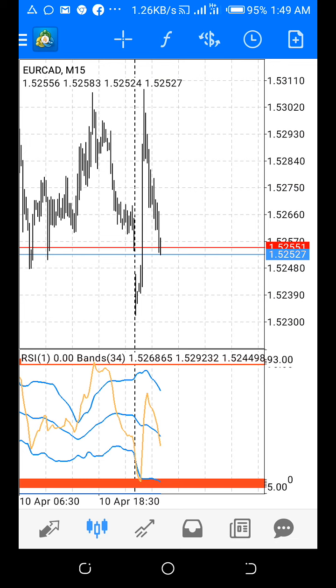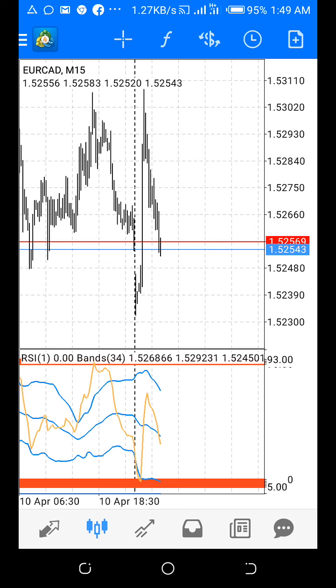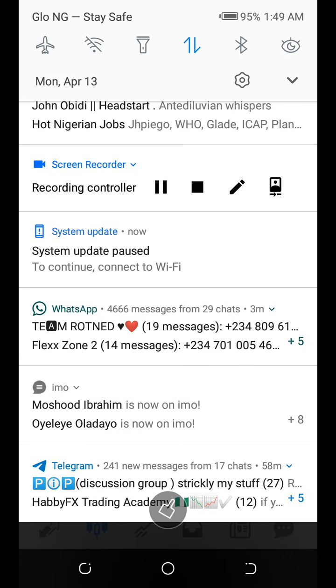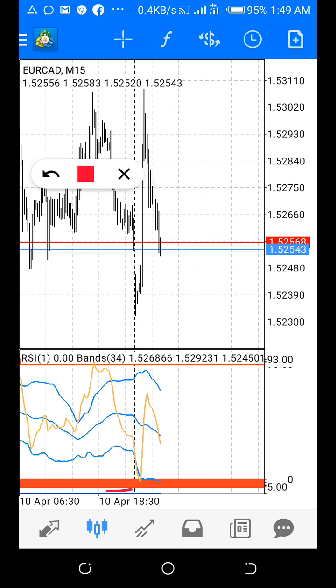What we are mainly concerned with is the moving average. Like this orange color is my moving average. Whenever your moving average touches oversold, that means you are going to place a buy. And whenever your moving average touches overbought, that means you are going to place a sell. Okay, let me make use of the pencil. Can you see here?